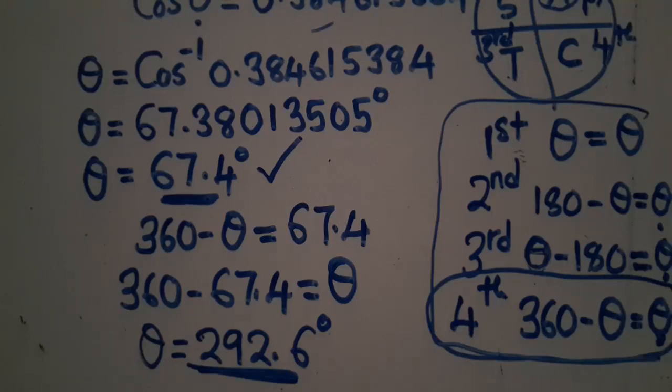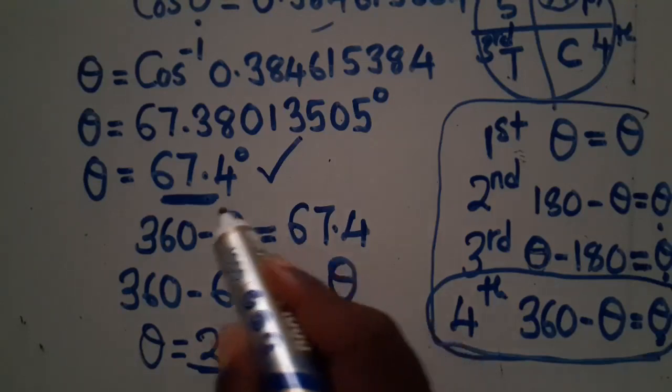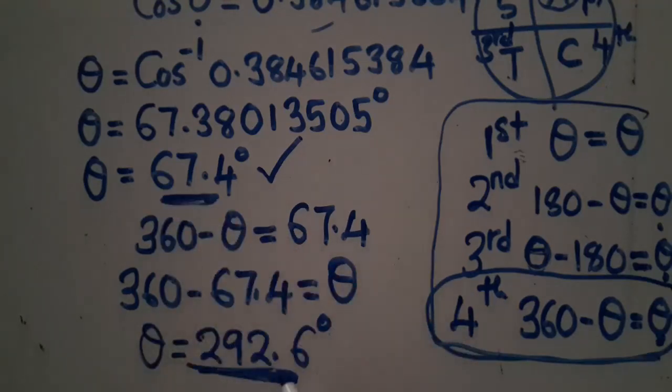So like this, you've answered the question. This is the answer, and this is also the answer. Why have I done this? Because I'm not limited; the scale is ending at 360. Is this answer within 360? Yes. Is this answer within 360? Yes. So I now move to the next question.